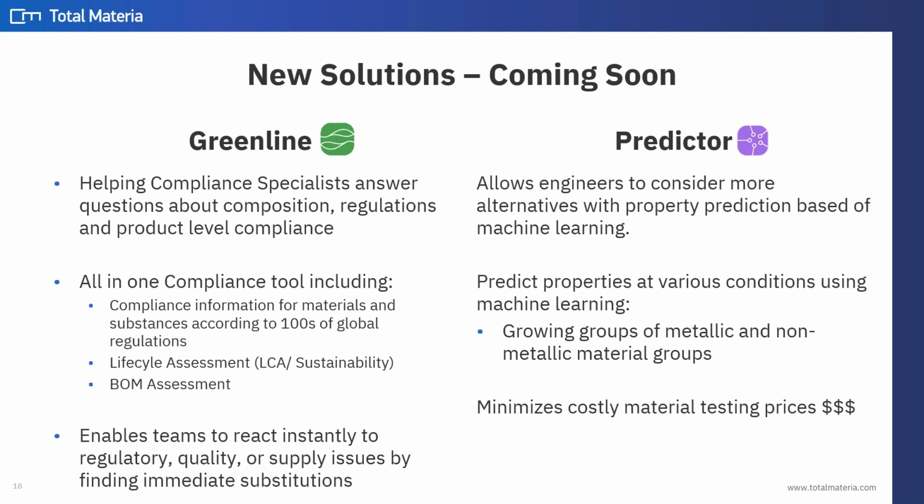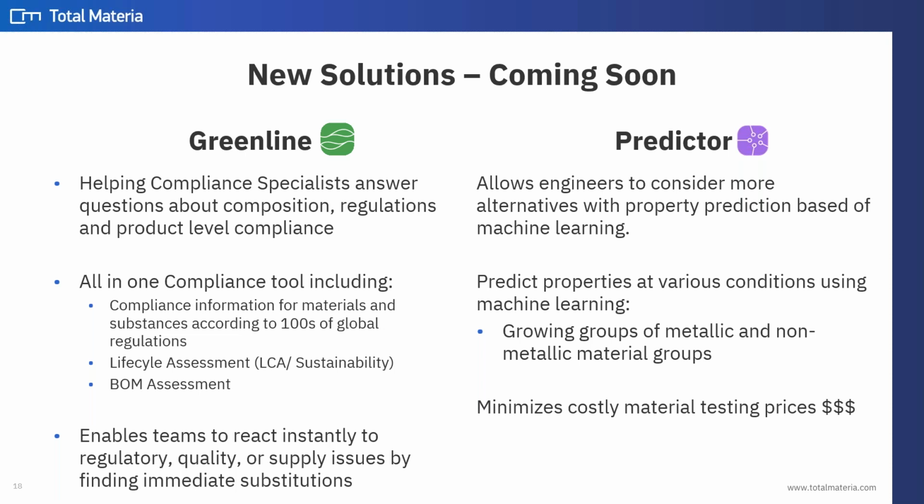So firstly, Greenline. Greenline is a compliance tool that is very specifically made for compliance specialists. So kind of what we have right now, but on steroids. And basically, you could answer different questions about composition, regulations, and different product level compliance. And it's a built-in tool with all the different compliance information that is already in Total Materia. So all the different data and the different substances that we follow, those hundreds of, over 300 global regulations, a life cycle assessment tool, as well as a BOM assessment.